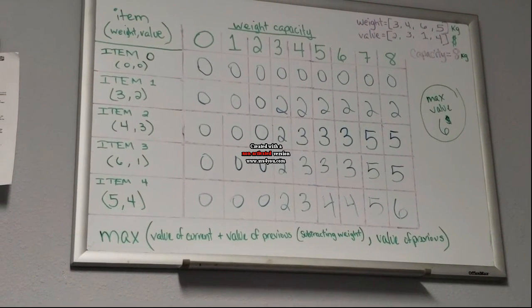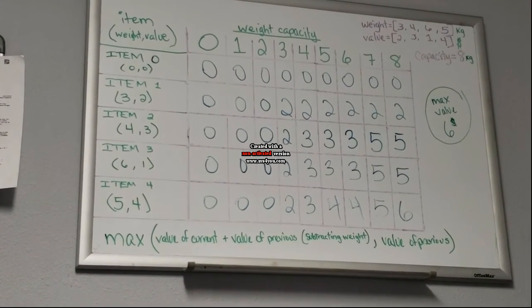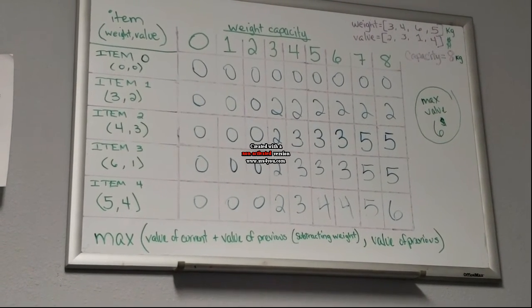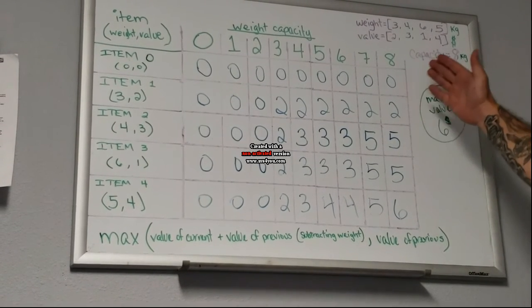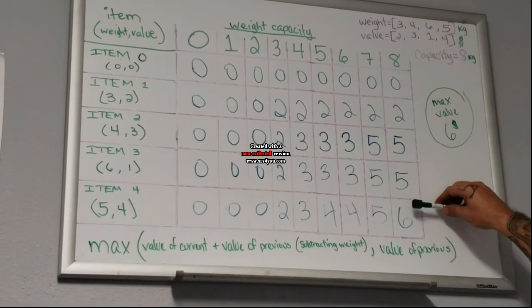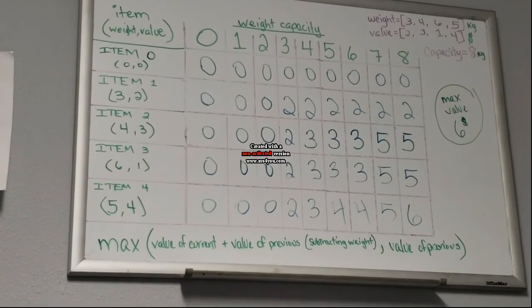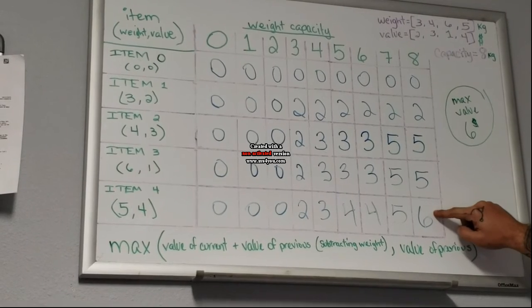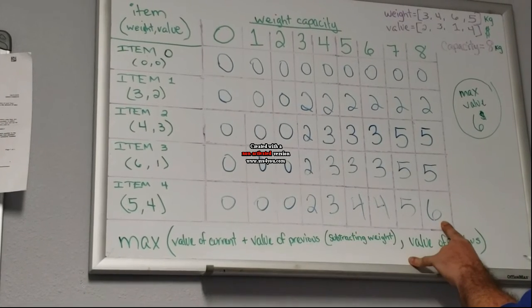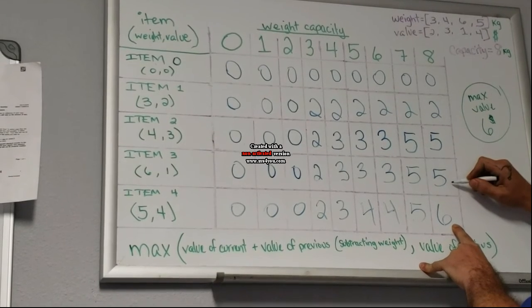Now, another question that you might get asked during your interview after maybe filling out a table like this would be, well, with this max value of $6, what items were chosen to fill your knapsack, right? So one way that we could do this is by going backwards through the subproblems to find out which items were chosen. So what we're going to do is go to the max value here, this 6. And remember, the value of the previous item is above.